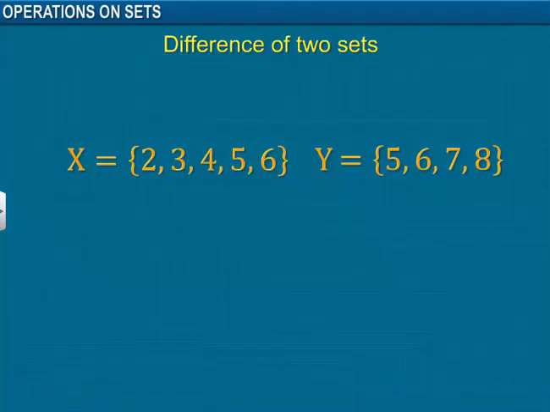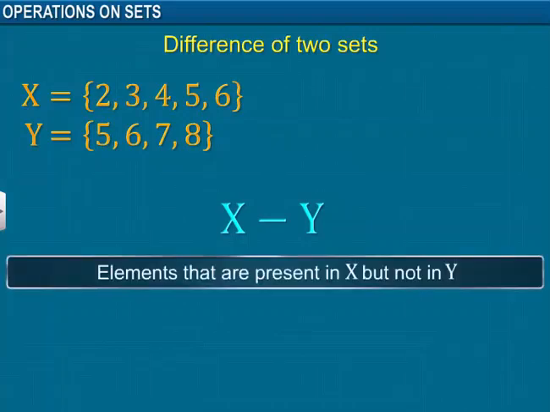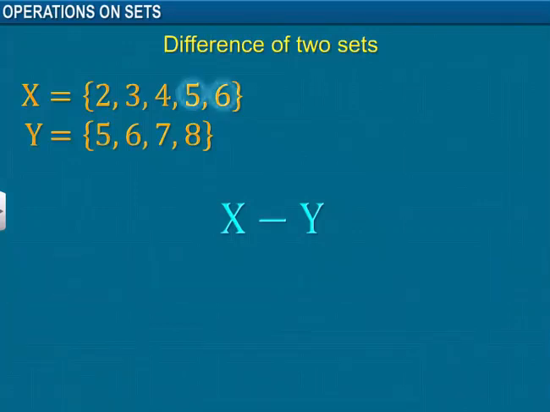First, we will find the difference of sets X and Y taken in the same order. This means we have to find the elements that are present in X but not in Y. The elements that are in set X but not in set Y are 2, 3, and 4. Therefore, set X minus Y has the elements 2, 3, and 4.